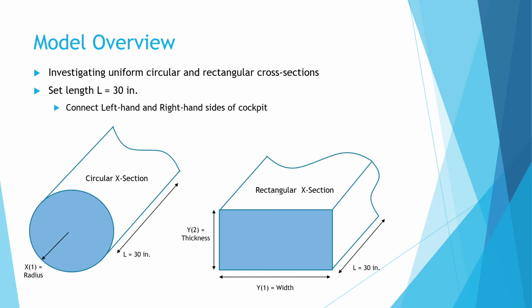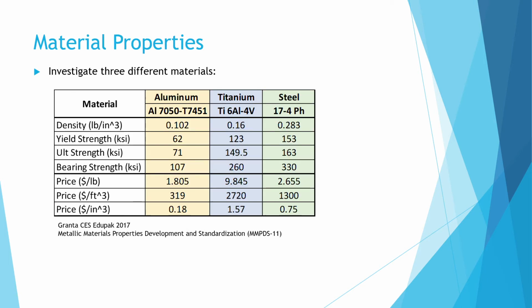For my project, I am investigating two uniform cross-sections, circular and rectangular, and we'll be optimizing the cross-section dimensions. The overall length is set to 30 inches, as this is the length to connect the left-hand and right-hand sides of the cockpit together. I'm also investigating three different materials commonly used in the aerospace industry: aluminum, titanium, and stainless steel.